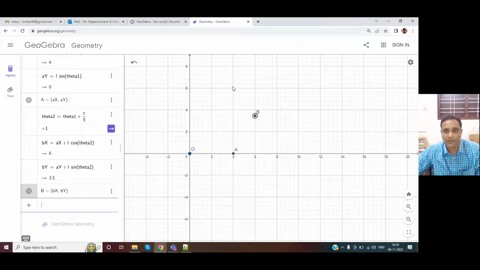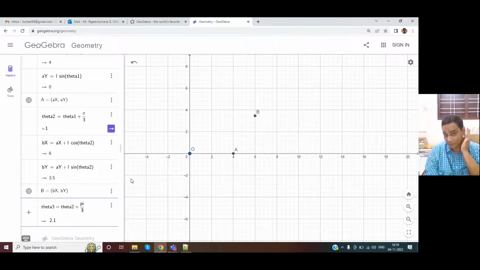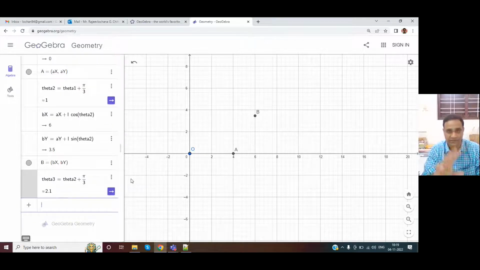Similarly, we'll have to obtain point C, that will be somewhere here. And the angle that BC makes is 120 degrees. Please remember the angle in circle representation is always with respect to the positive x-axis. So we'll measure the angle with respect to the horizontal positive x-axis. And now it will be 120 degrees. So I'll write theta3 is equal to theta2 plus pi by 3. So I'm just doing incremental because everything depends on the first angle. Okay, now theta3 value is done.